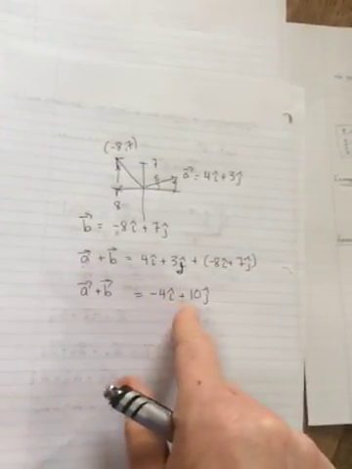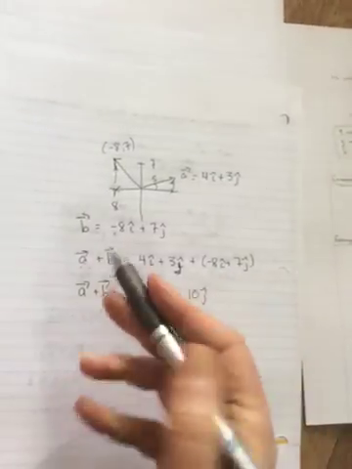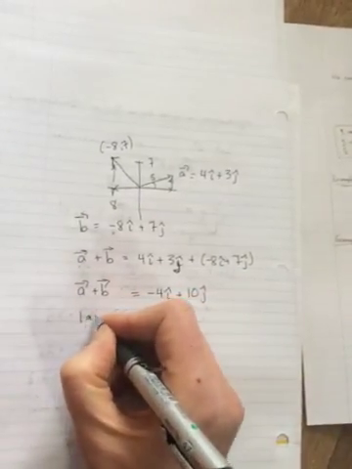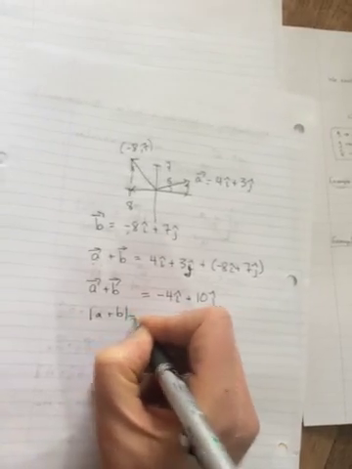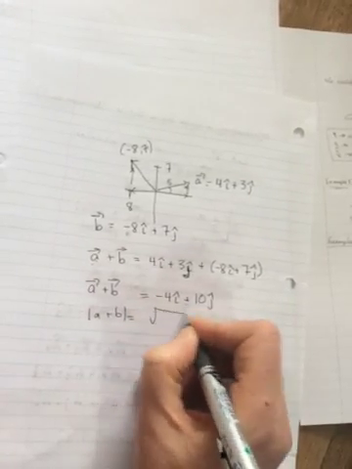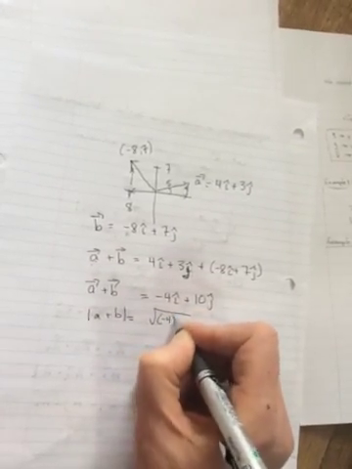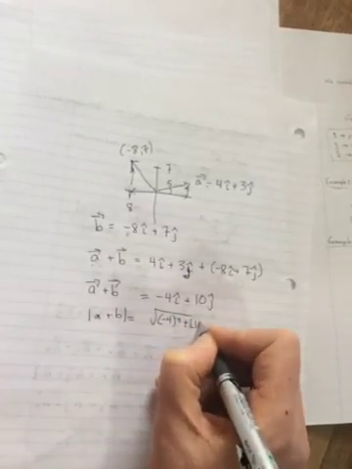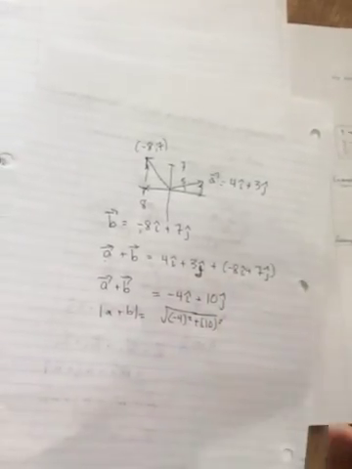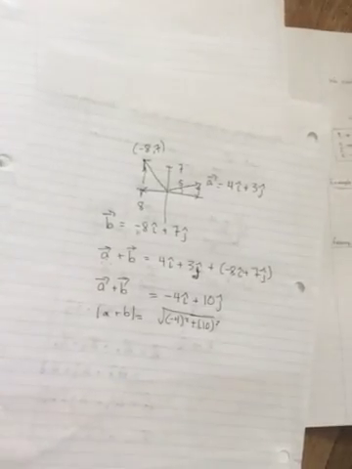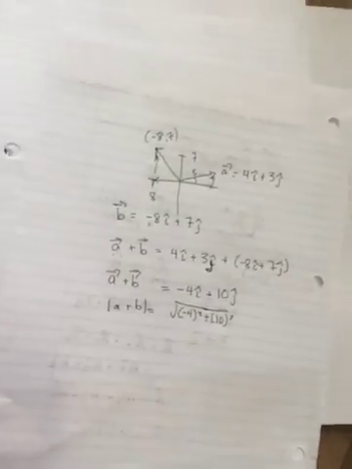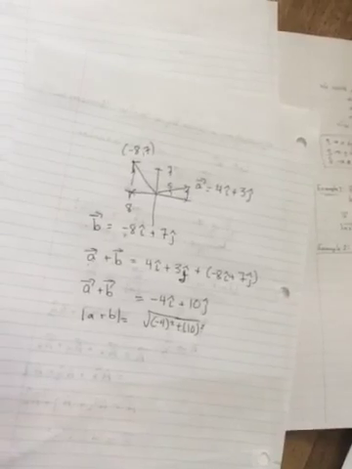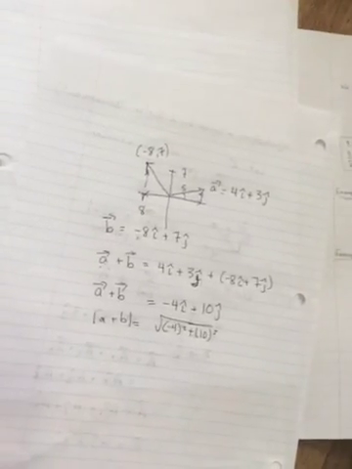We could find what is the length of this by then, right? Absolute value. In other words, Pythagorean theorem. And so it'll just be square root of -4 squared plus 10 squared. Okay? So easy, easy.